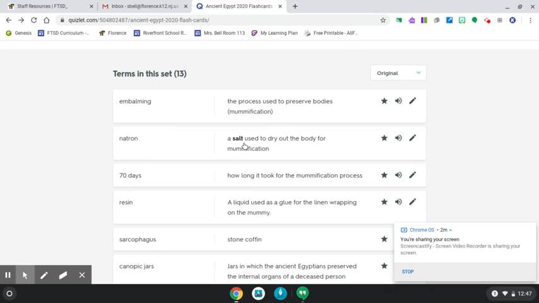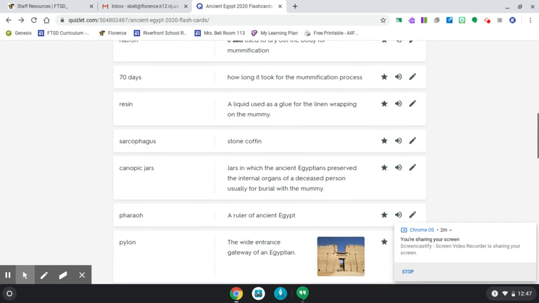Natron is a salt used to dry out the body for mummification. So when you see natron, just think salt. 70 days is how long it takes for the mummification process. Resin is a liquid used as glue for the linen wrapping on the mummy. So we typically think that they just wrap the bodies up, kind of like we talked about how we always play that toilet paper mummy game, and you just wrap the toilet paper and you think after a while it's just going to stay, but they actually used a resin. So again, it's kind of like glue to help the linen stick to the mummy.